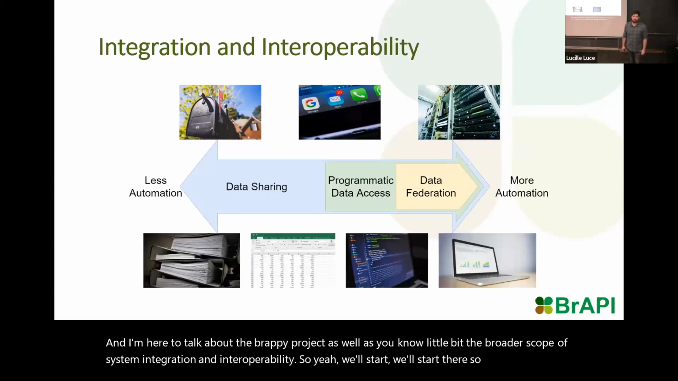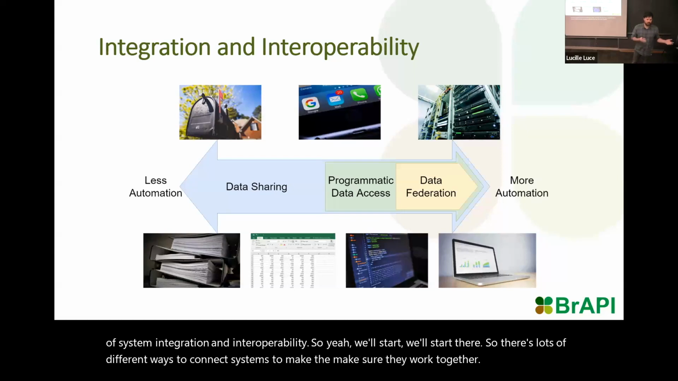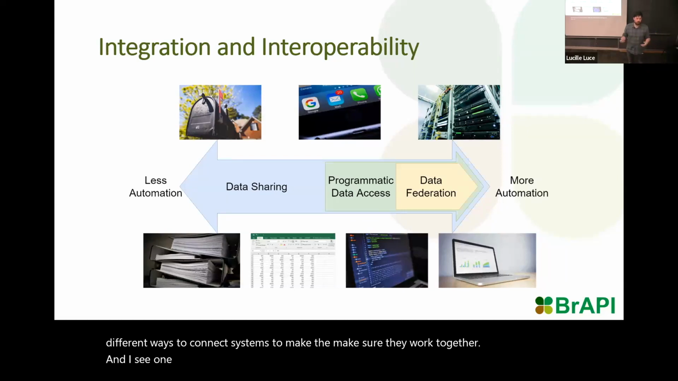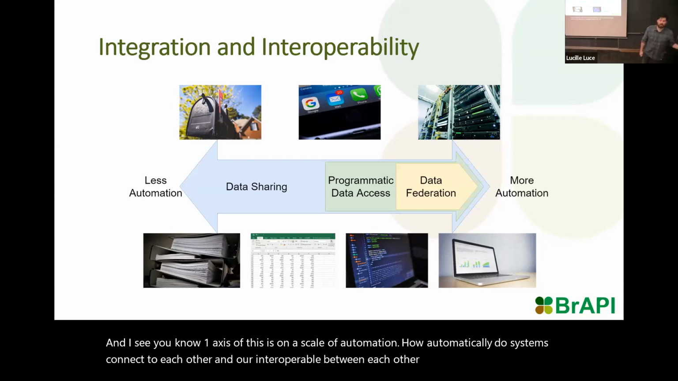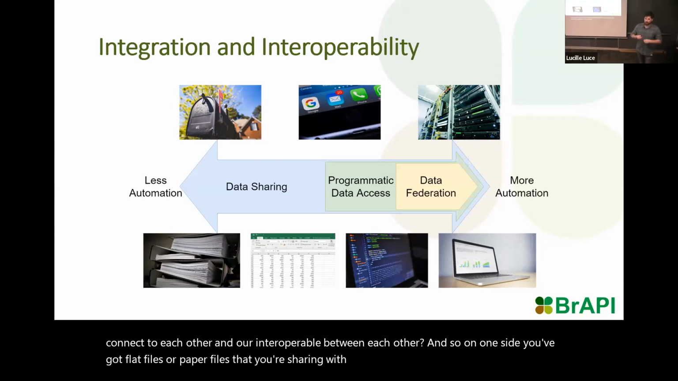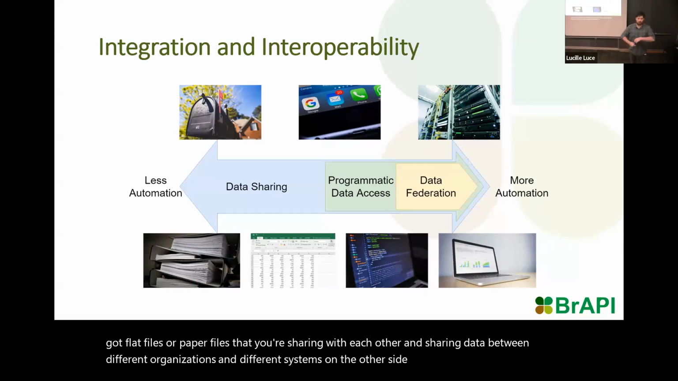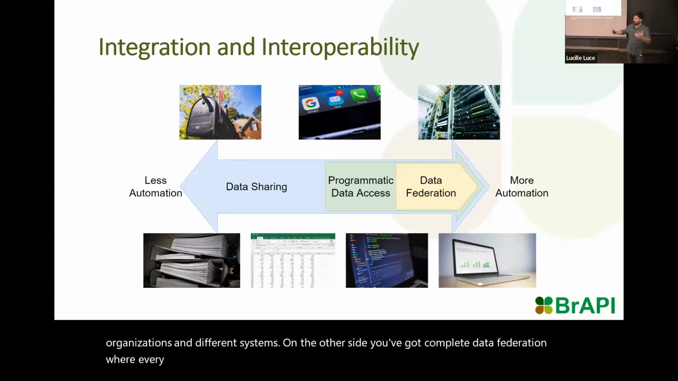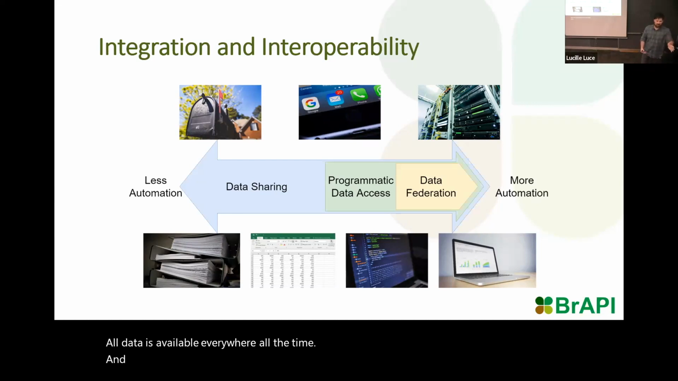So there's lots of different ways to connect systems to make sure they work together. And I see one axis of this is on a scale of automation, like how automatically do systems connect to each other and are interoperable between each other. On one side, you've got flat files or paper files that you're sharing with each other and sharing data between different organizations and different systems. On the other side, you've got complete data federation where every tool knows how to talk to every other tool, and all data is available everywhere all the time. And most systems nowadays end up somewhere in the middle.